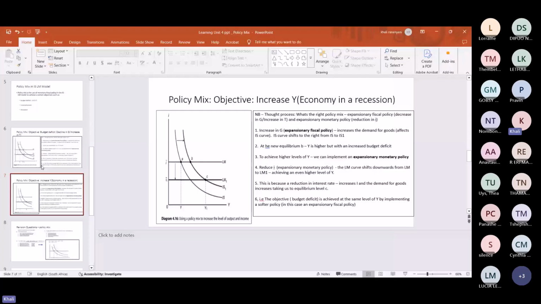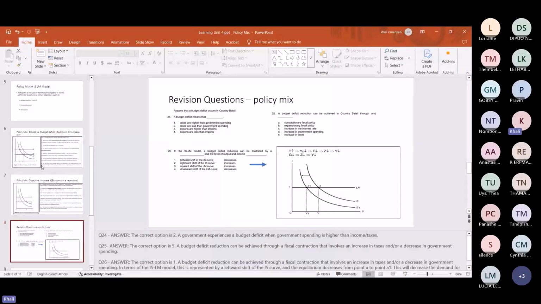So these are some of the questions that I thought we could go through together just to test our understanding. So if we check question 24, we are assuming there's a budget deficit in this country, and they're asking us what does a deficit mean, and I think somebody gave us an answer. And what is the answer here? Is it 1, 2, 3, or 4? 2. The answer is 2, right? So a government deficit is when your government spending is greater than your taxes, right? So your answer there would be 2.